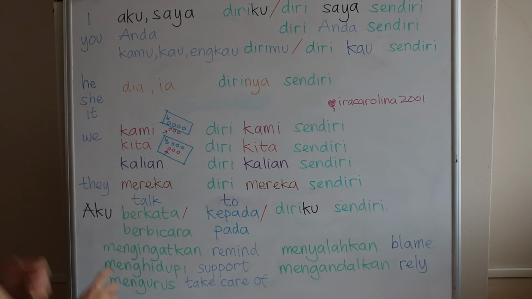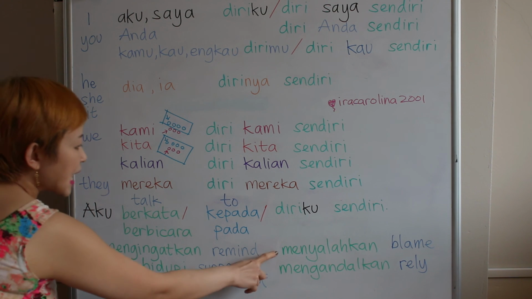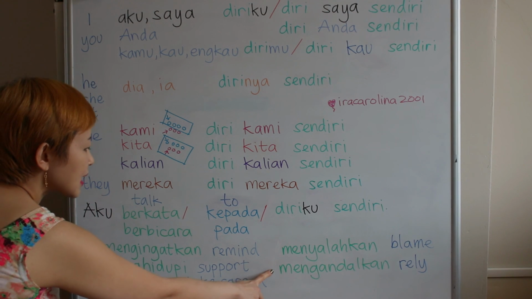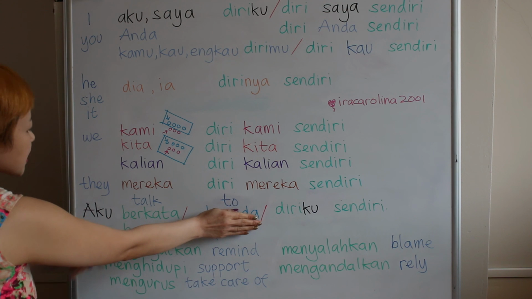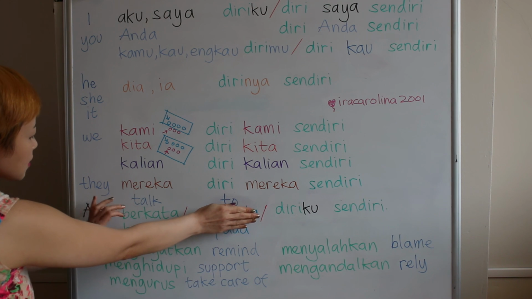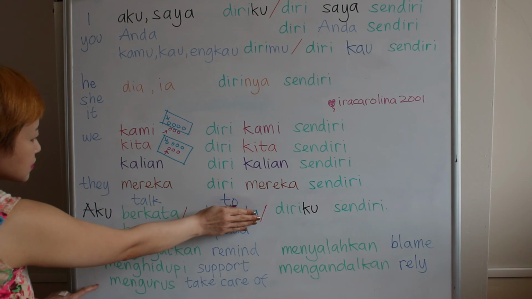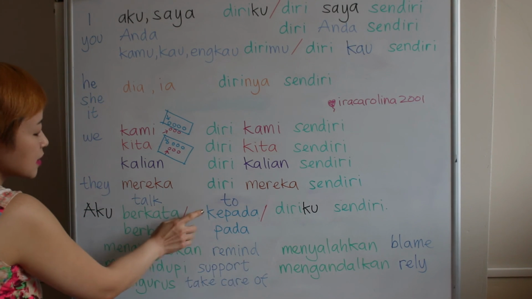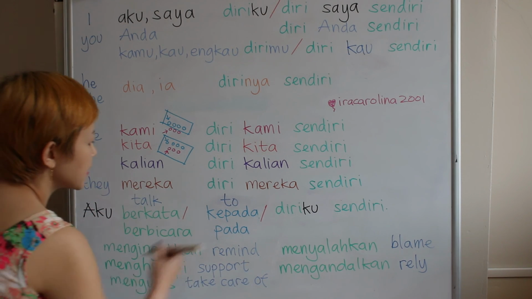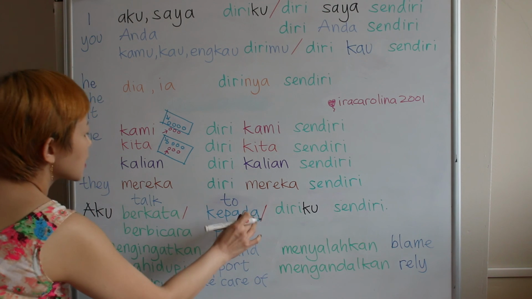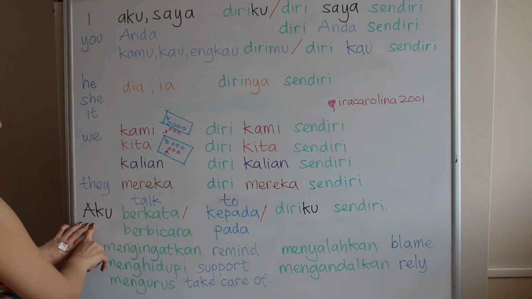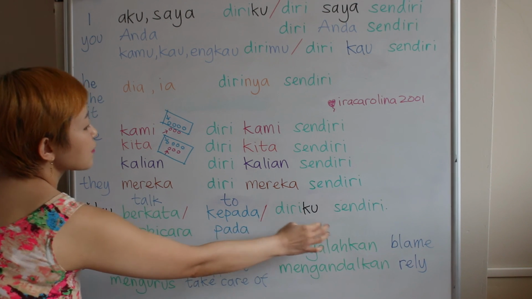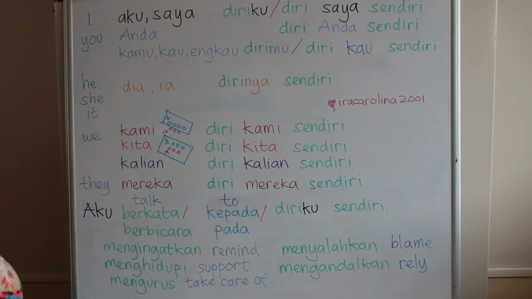And for mengingatkan, menghidupi, mengurus, menyalahkan, mengandalkan, we don't need the kepada or pada. We just have to replace these words with this one. We don't need the kepada or pada. And for the self, same. You see the subject and you see the self in this pattern.